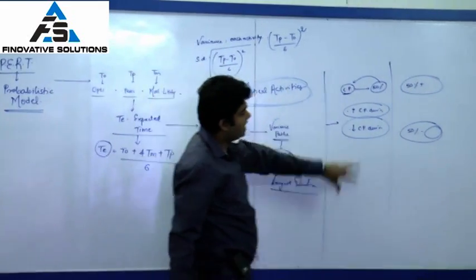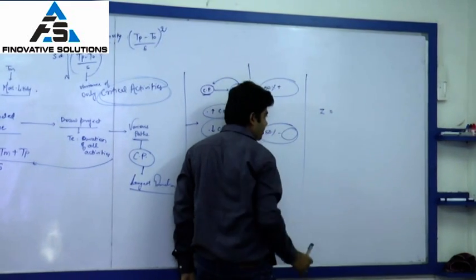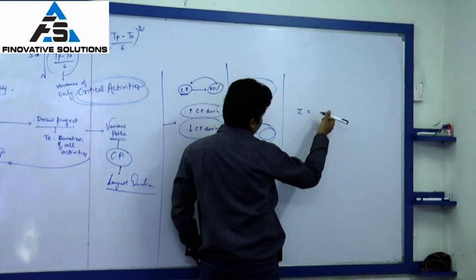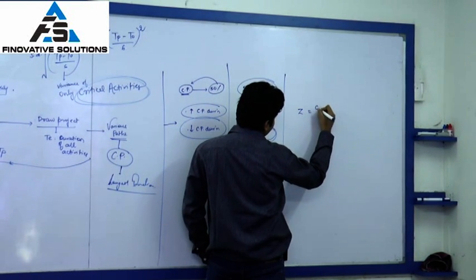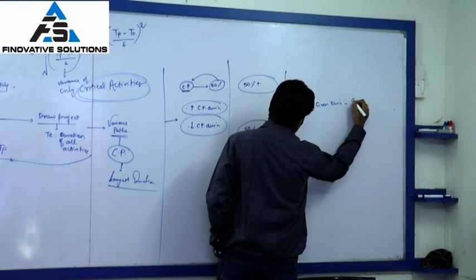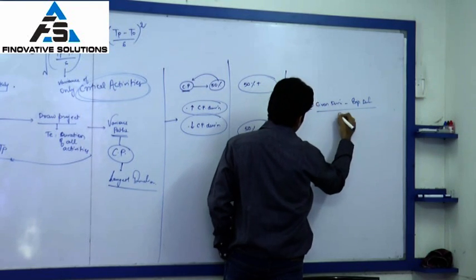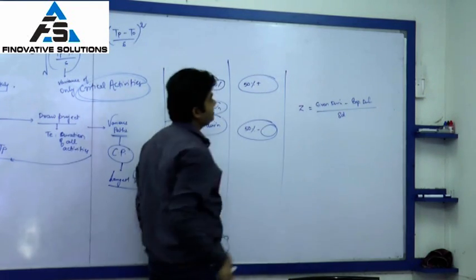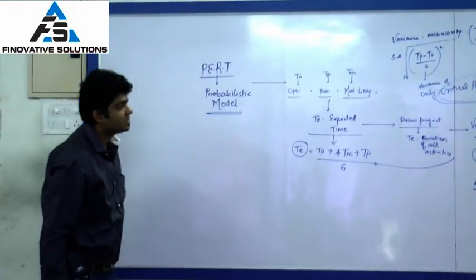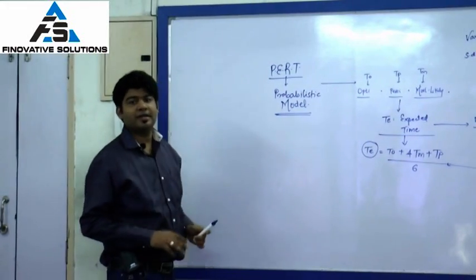Then using my last formula, which will be based on a probability distribution, will give me my Z, which is the percentage of time completion: given duration minus expected duration of my critical path, upon standard deviation, the variance of my critical activities. And this is how I will solve a sum based on PERT, Performance Evaluation and Review Technique.